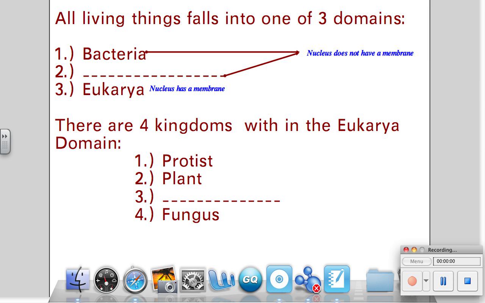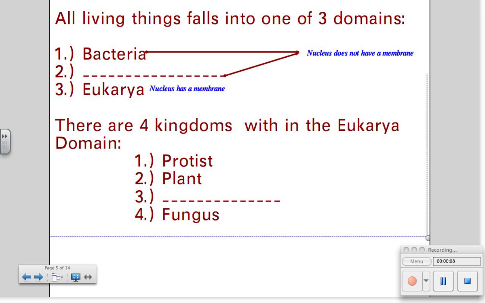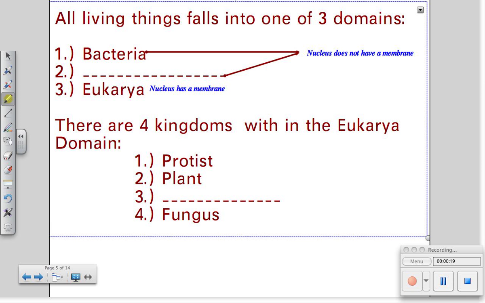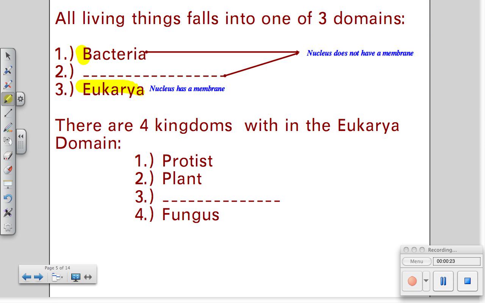Now, just like I said earlier, the largest grouping of organisms is the category of domain. All living things fall into one of three domains. There are only three domains for all living organisms. Those domains are bacteria, Eukarya, and the final one is Archaea.